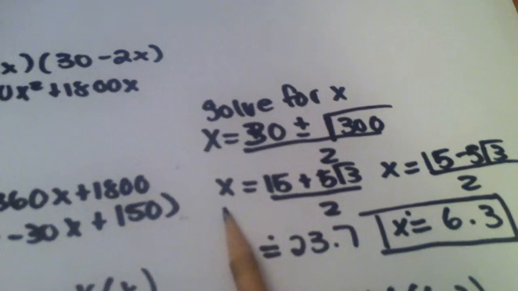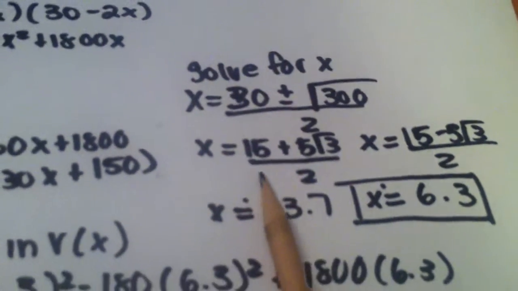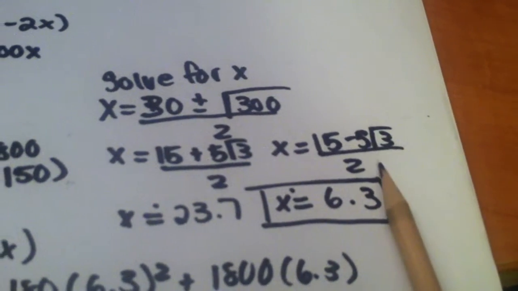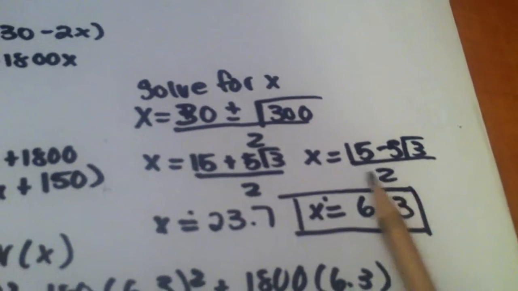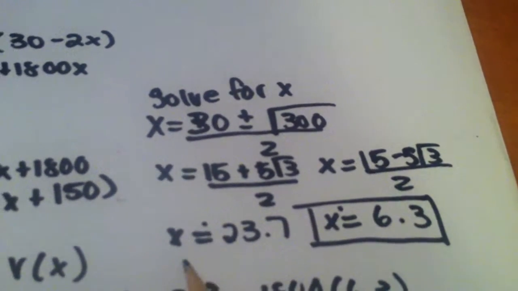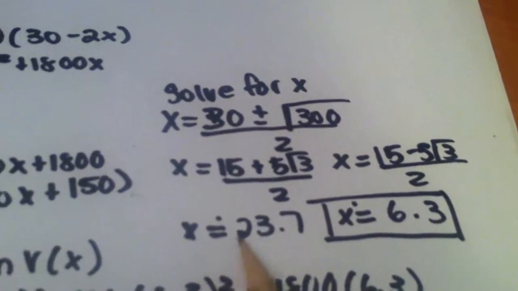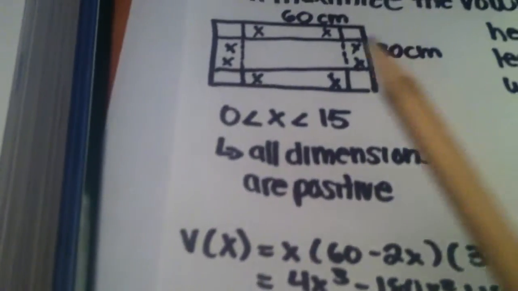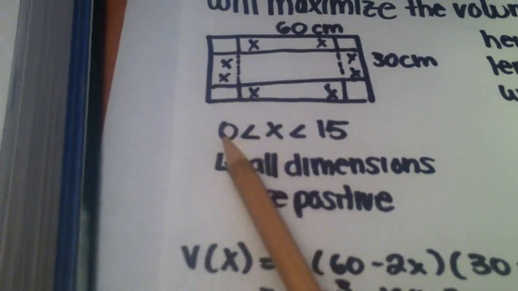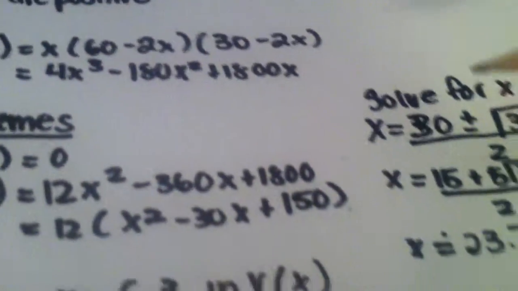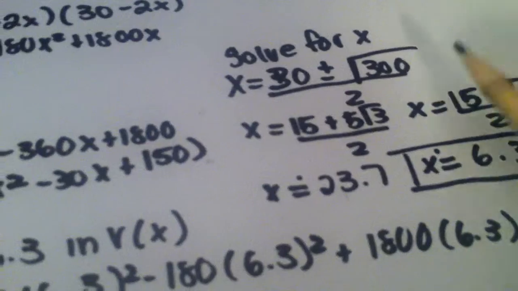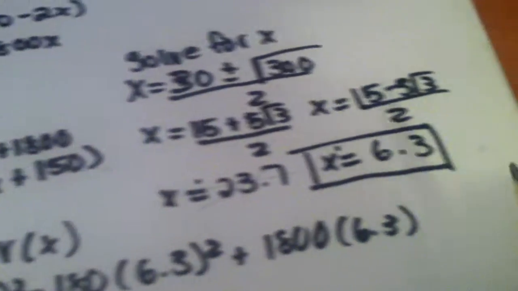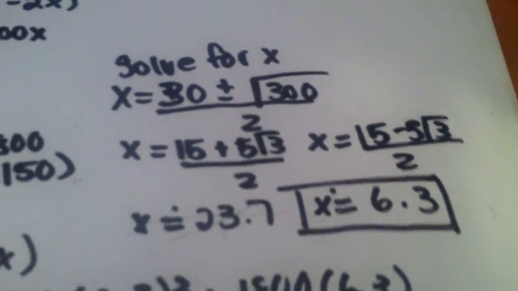So one value would be x is 15 plus 5 root 3, and the other would be 15 minus 5 root 3. And then we get x equals about 23.7 and x equals 6.3. Because we stated that our range of x is greater than 0 and less than 15, it is safe to say that x equals 23.7 is not a value that we can use. So therefore we must use x equals 6.3.